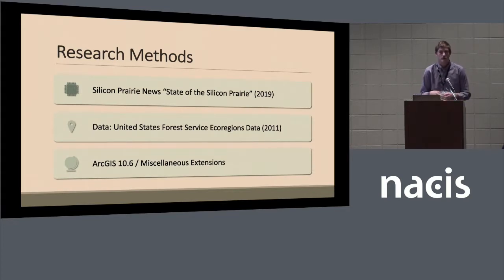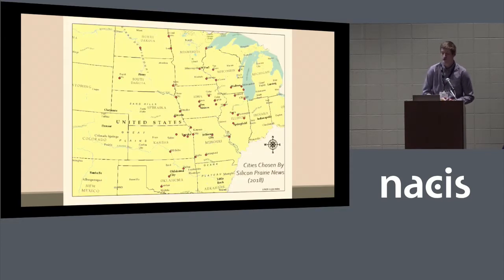So my research methods: there is a nonprofit organization based out of Omaha called the Silicon Prairie News. They create a report called the State of the Silicon Prairie, and they list off about 52 cities, created from an index of cities with great venture capital or cities with, quote, cool jobs. All of these go into this database and they rank them based on this listing. I pulled some ecological data from the US Forest Service, and then used ArcGIS and miscellaneous extensions.